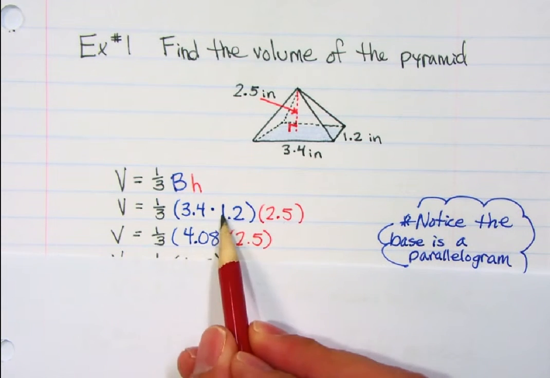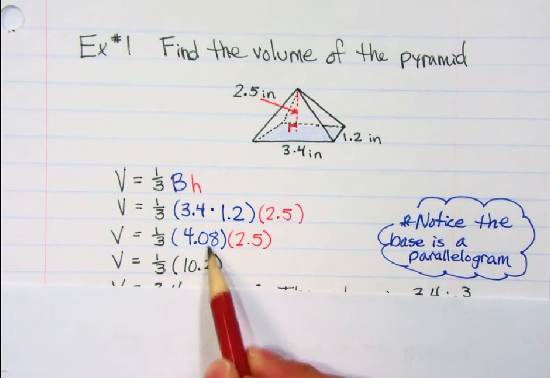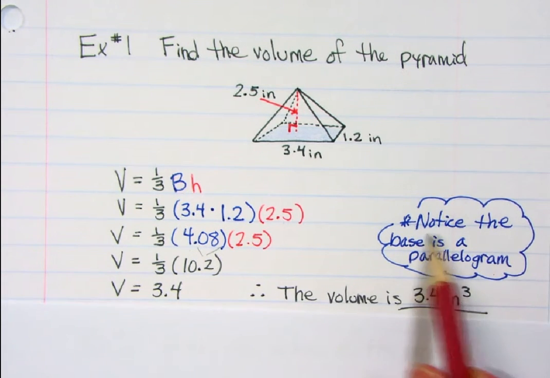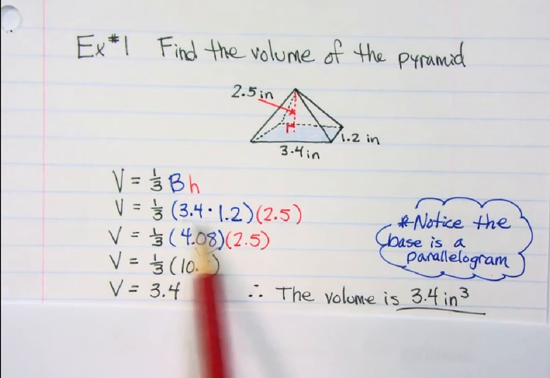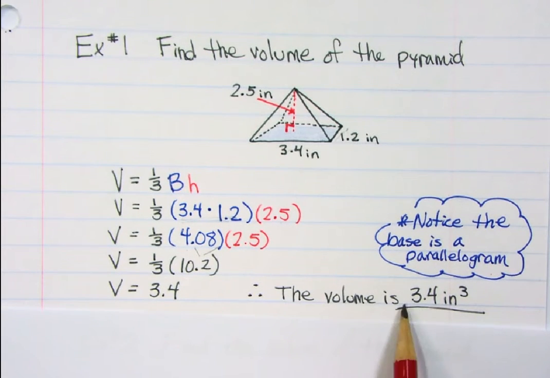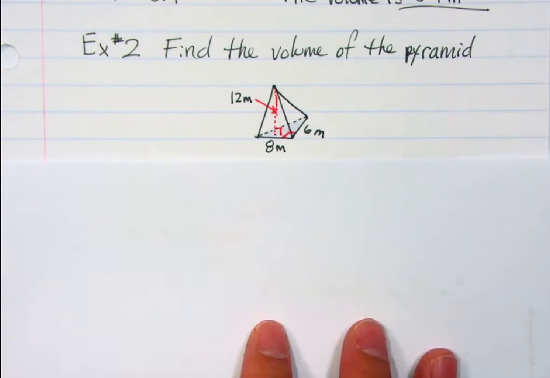I multiply these 2 together first, and then I multiply these 2, and last but not least, I divide it by 3. Again, notice that the parallelogram is the base of the shape, so that's why I used base and height, these 2 right here. The volume happens to be 3.4 inches cubed. It's a 3-dimensional shape.